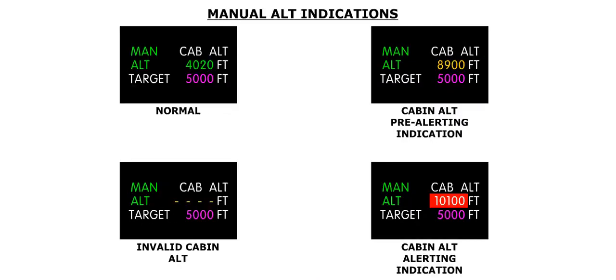The current cabin altitude is indicated in numerical format between the two dials. The cabin altitude is normally displayed in green. It is displayed in amber when the current cabin altitude is approaching the maximum limit. It is displayed in white against a red background when the maximum cabin altitude is exceeded. Amber dashes indicate an invalid value.